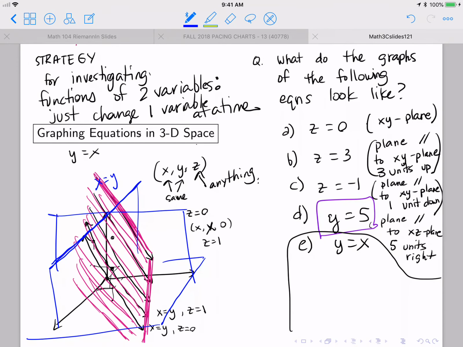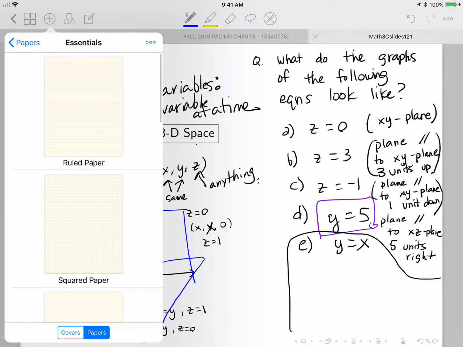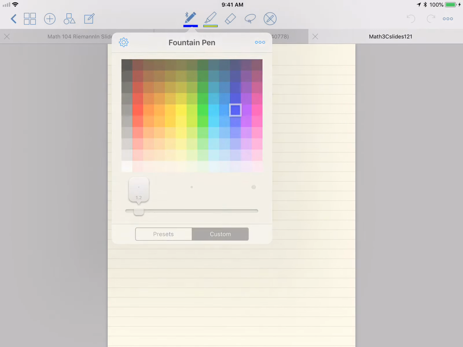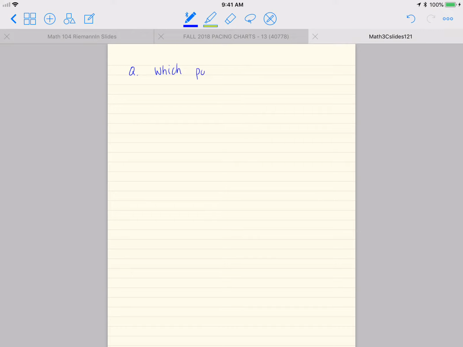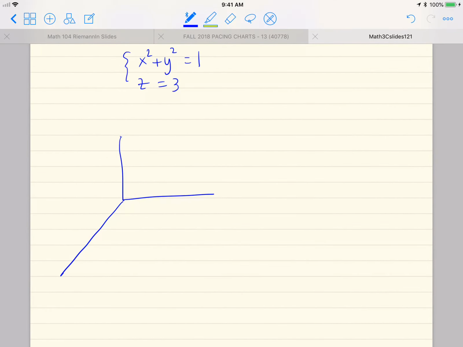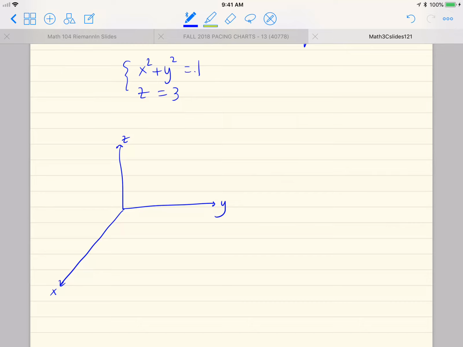Okay, so let's do some more practice. The question is, which points satisfy x squared plus y squared equals 1 and z equals 3? What does the graph of these points look like? Here's my x, here's my y, and here's my z. Now I know that x squared plus y squared equals 1. This is referring to a circle in 2-space. If we were back in 2-space with x and y, x squared plus y squared equals 1 would be the unit circle, right?